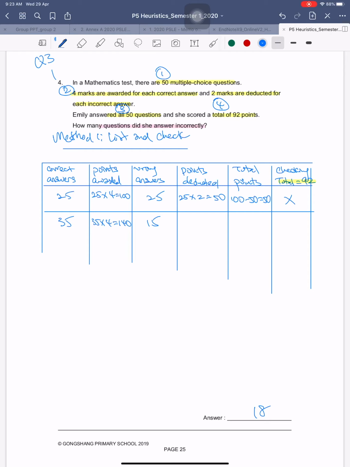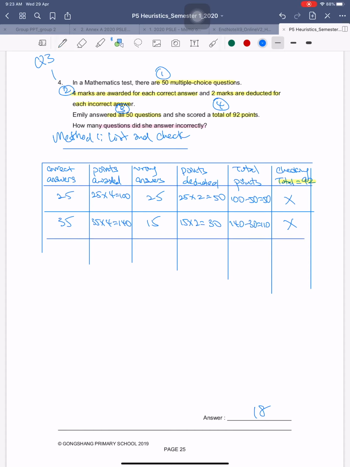However, for the 15 wrong answers, 15 times 2, 30 marks deducted. So 140 minus 30, 110. Oh, now it's too high. 110 is too high because she only got 92. So now I need to cut down on the correct answers. Okay, so this is how you make adjustment.